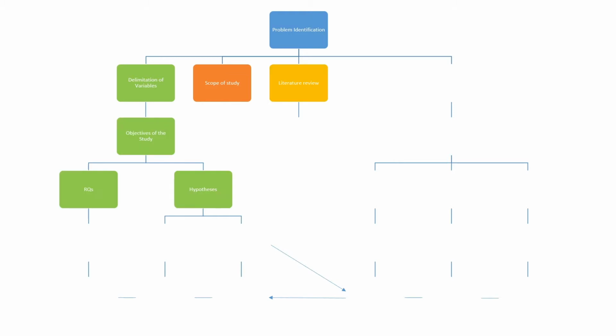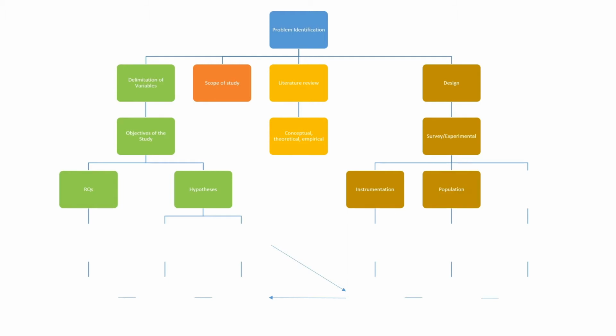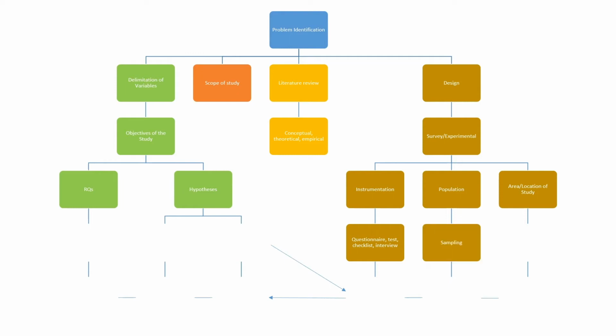We also have the literature review, and then we have the design of the study. Under design, we have the research methods, the instrumentation, the population, and the area of the study. Under instrumentation, you have the questionnaire, checklists, and tests as well. From the population, you can get your sample, then the sampling strategies, the sampling techniques, and then the sample itself. From the area of study, you can get the schools, and from the schools, you get your respondents.